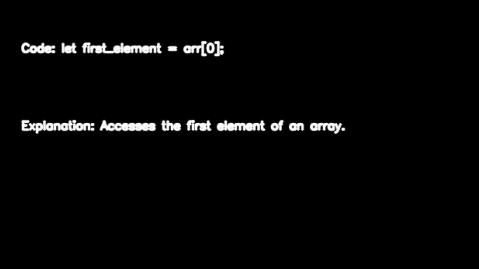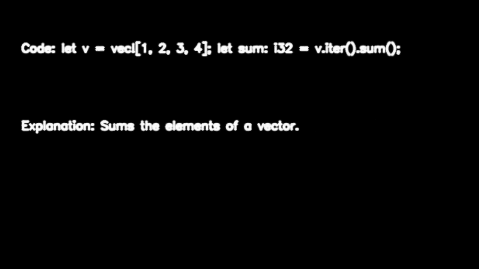Code. let first_element = arr[0]; Explanation: accesses the first element of an array. Code. let first_element = arr.get(0); Explanation: accesses the first element of an array safely using get. Code. let v = vec![1, 2, 3, 4]; let sum: i32 = v.iter().sum(); Explanation: sums the elements of a vector.